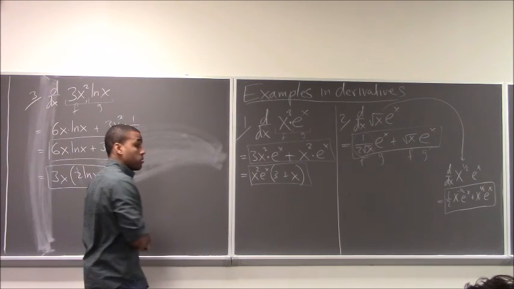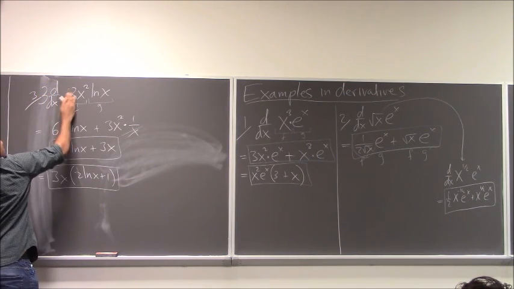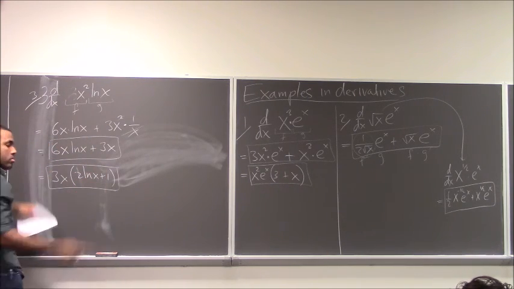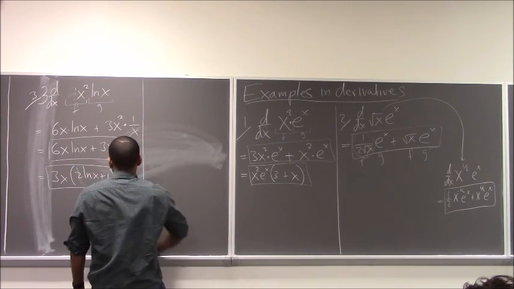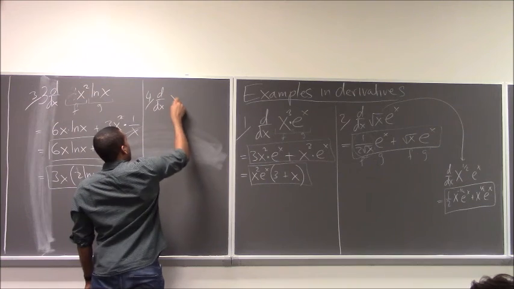One question. Yeah. Could you take out the 3 at the beginning as a constant? Yeah, the constant factor, I could have taken that 3 out and done it here, and then it would have just always been in front anyway. What about this one?